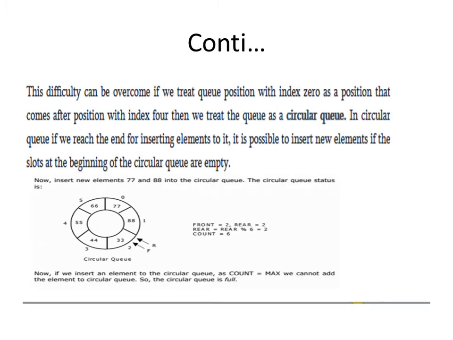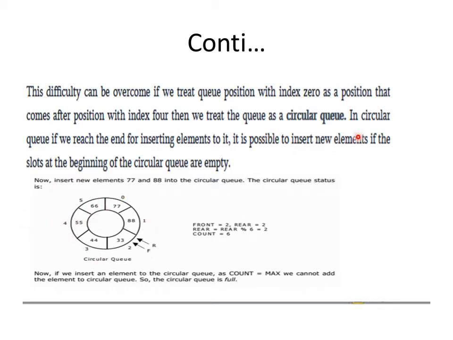This difficulty can be overcome if we treat the queue position at index 0 as the position that comes after the position with index 4. Then we treat the queue as a circular queue. That means the first and last positions are merged. You can see it is in a circle. When the thread is in a straight, linear position, if I join the front end and rear end, it becomes a circular queue.